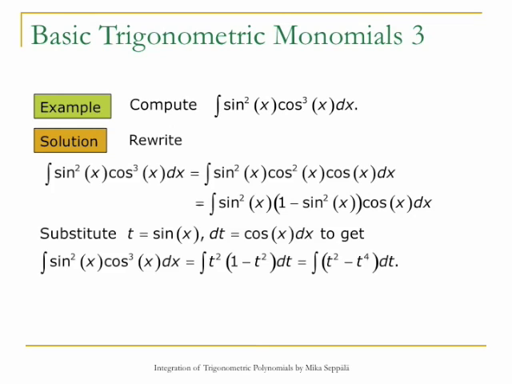Now we substitute t equals sine of x. When we do that, then dt equals cosine of x dx, and we get that the integral of sine squared times cosine cubed of x dx is simply the integral of t squared times 1 minus t squared dt.